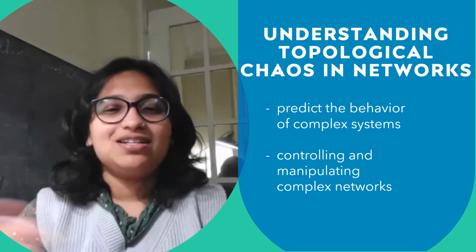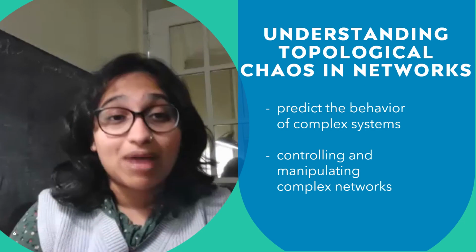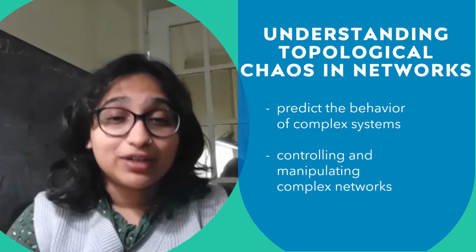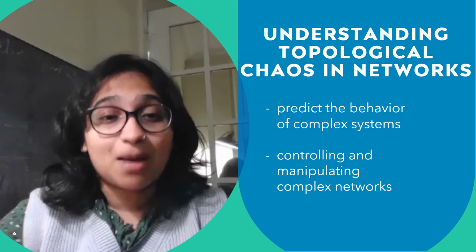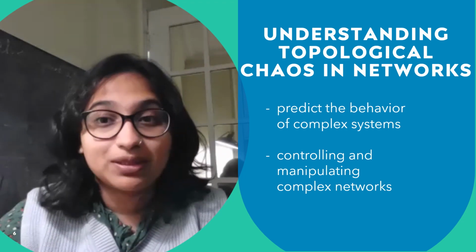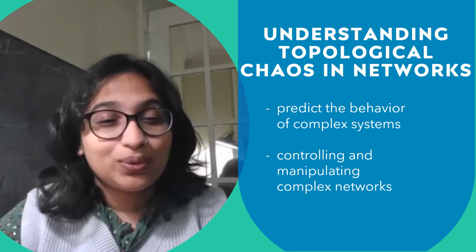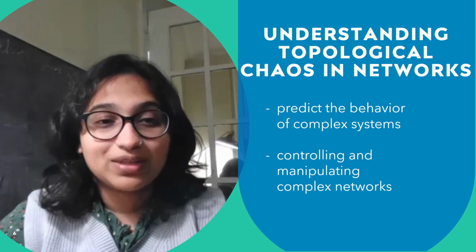Secondly, understanding topological chaos can help us develop strategies for controlling and manipulating complex networks. For example, in the field of neuroscience, researchers are using topological principles to develop new treatments for disorders such as epilepsy and schizophrenia, which are characterized by disruptions in the brain's network structure.